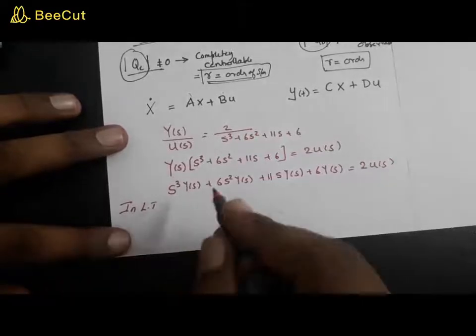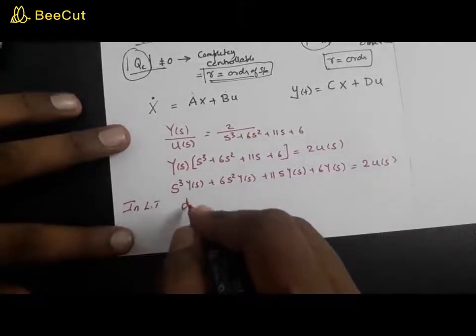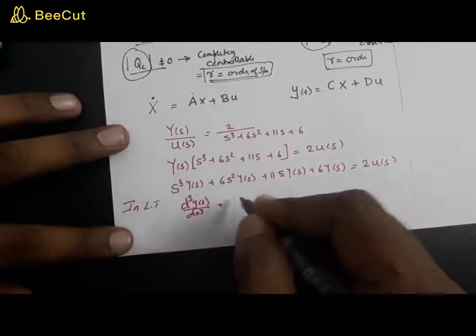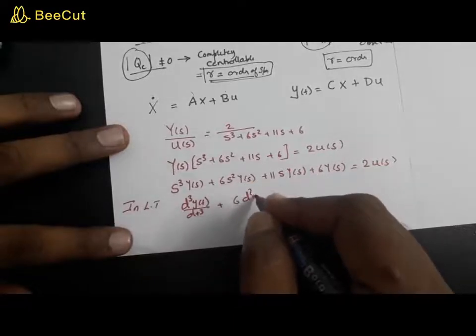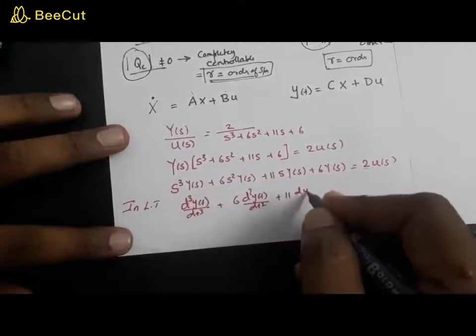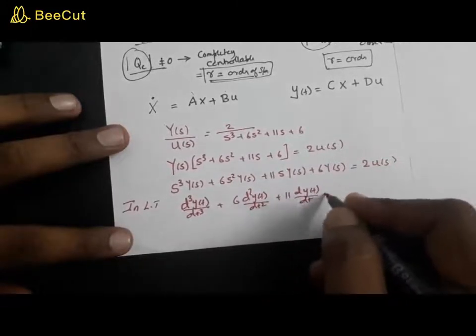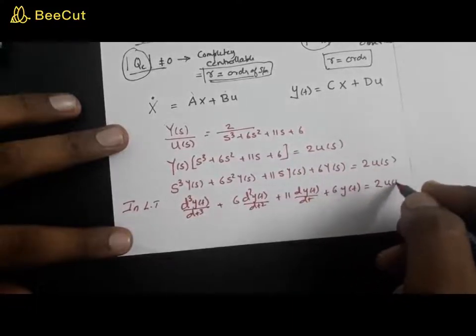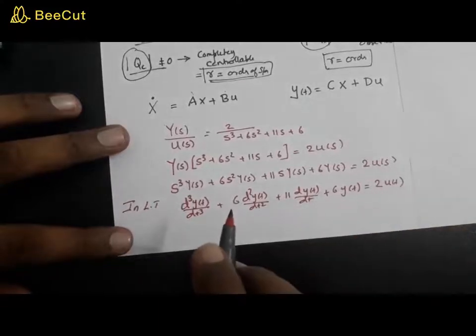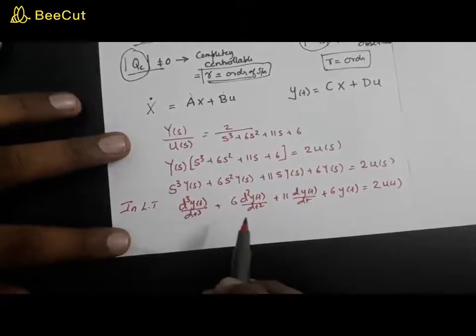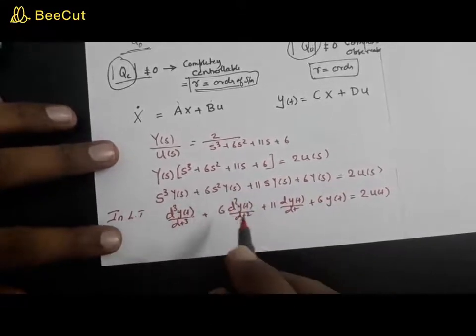While finding the inverse Laplace transform, what you get is d cube y of t by dt cube, plus 6 into d square y of t by dt square, then plus 11 into dy of t by dt, then plus 6 into y of t is equal to 2 times u of t. Okay, now this is a canonical way of doing the problem. So you can do the rest.